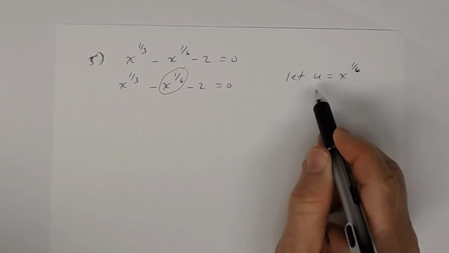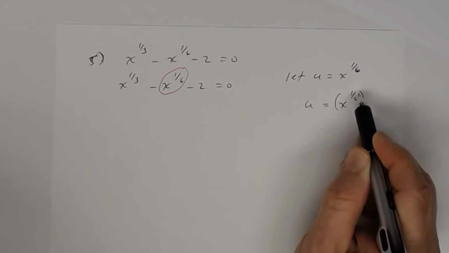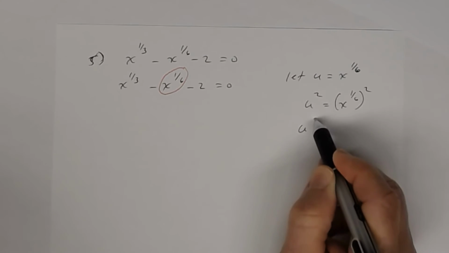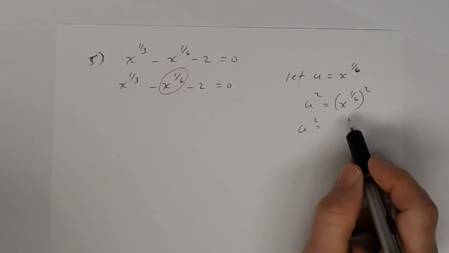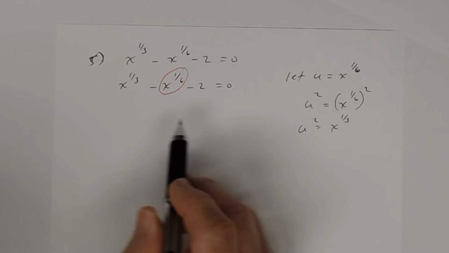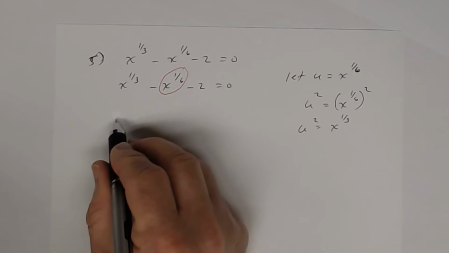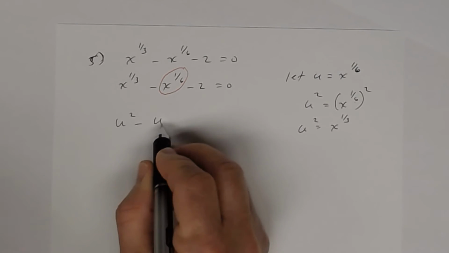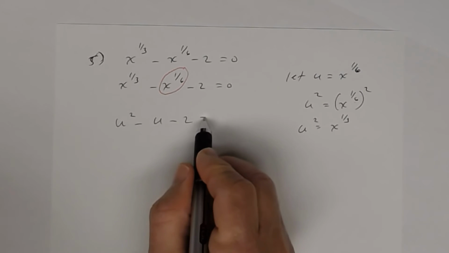So if I let u equal this, I've got to square this now. I'm going to write this over. When I square it, notice what happens. I get u squared equal to 1/6 times 2, which is 1/3, right? 2/6 is 1/3, which is what I see here. So this becomes u squared. So I get u squared minus u, since x to the 1/6 was defined to be u, minus 2 equals 0.